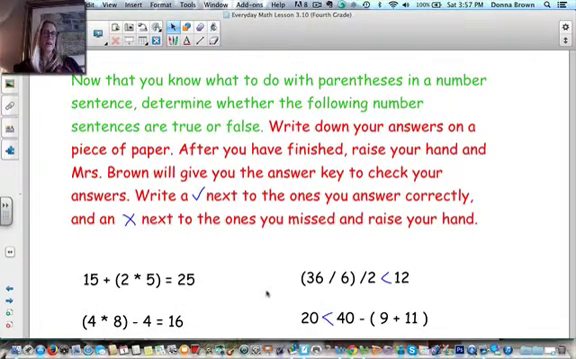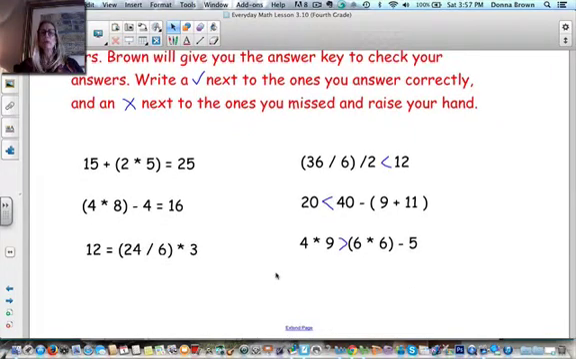You're going to write a check next to the ones you answered correctly and an X next to the ones that you missed, and then raise your hand so I can just take a peek and see how you did, give you some help if you need it. So here are your 6 problems.